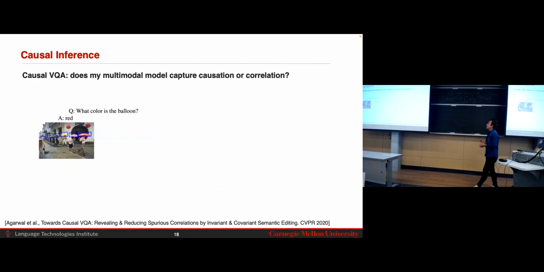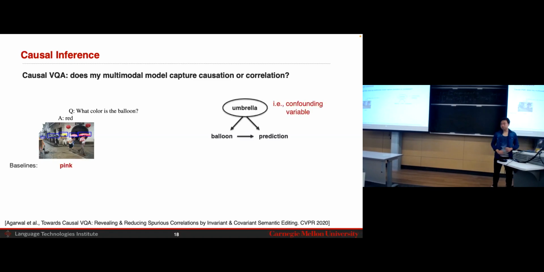And speaking of variables that you don't want the model to look at, if you have this question, what color is the balloon? And the model says pink instead of red. You might think to yourself, is the model just picking up other objects that look like balloons, but are not actually balloons? So in this case, the umbrella, which happens to be pink, is the confounding variable that affects your prediction of balloon to the actual color of balloons.